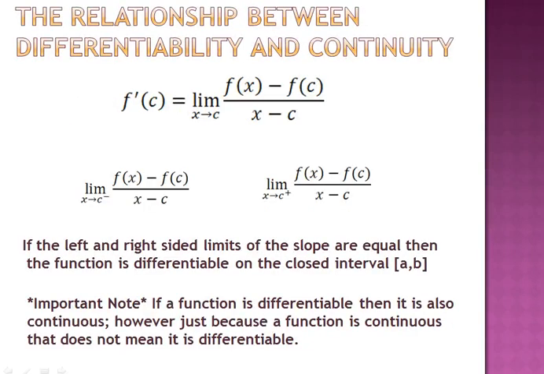So let's just talk about one last thing, the relationship between differentiability and continuity. If our left limit is equal to our right-sided limit, then we say the function is continuous. It is also differentiable on the closed interval a to b. If a function is differentiable, then it's guaranteed to be continuous. But just because a function is continuous doesn't mean that it's going to be differentiable.